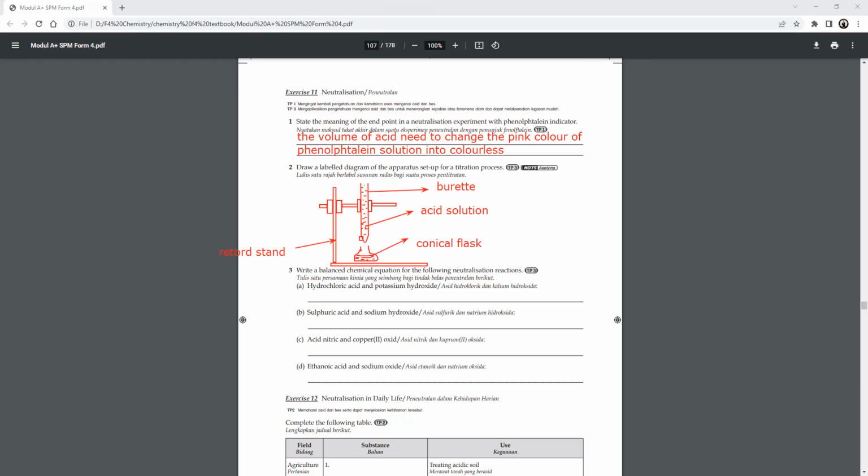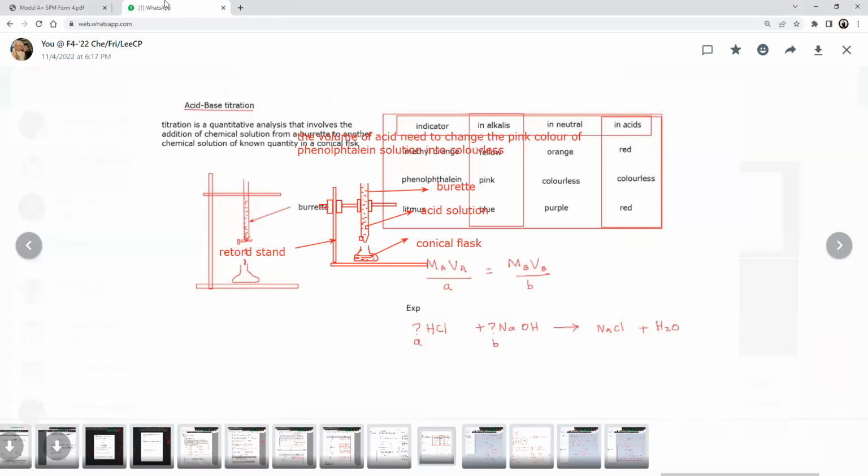If you forgot, this one is the one that I gave you last week. I hope you still remember. Phenolphthalein, in alkali, it is pink, and in neutral, it is colorless. In acid, it is colorless. So you add in phenolphthalein, then it is pink. Drop, still pink, still pink, the last drop, oh, no more pink, become colorless. Oh, it means it is neutral.